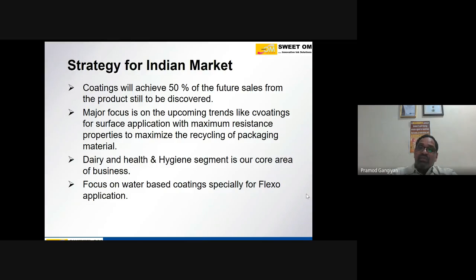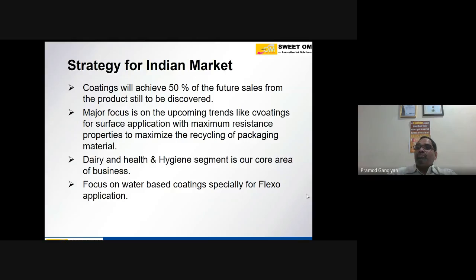Similarly, recycling of packaging material, recycling of metallic materials. So recycling has become the major trend as of now. So the major focus as of now for the coating industry is so that you can recycle the object, whether it is metal or plastics or paper, if it is coated, the coating should itself be recyclable.